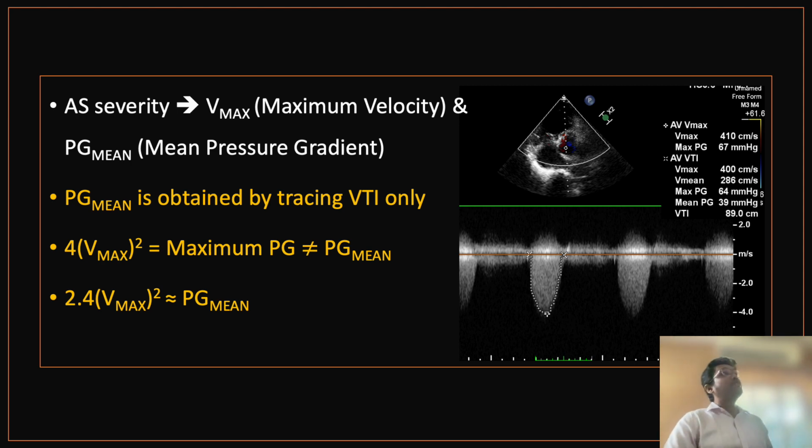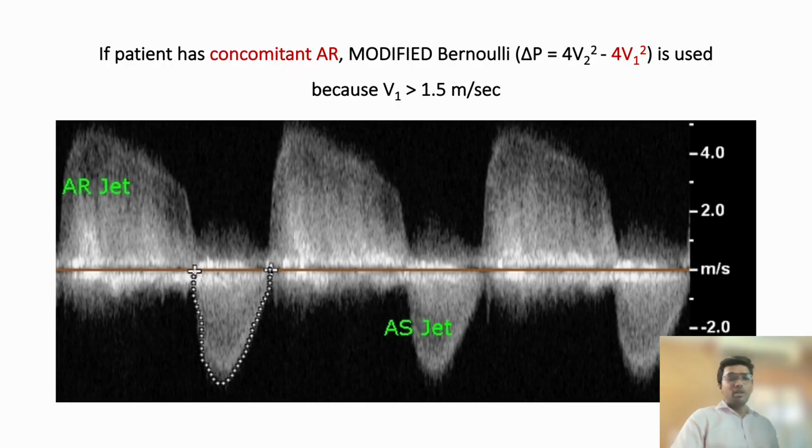In this image we can see the Vmax is 4.1 meters per second, and the max pressure gradient is 67. This 67 is obtained by 4 Vmax square, and the aortic valve VTI has been taken another time. So here you can see the mean pressure gradient, which is 39 millimeters of mercury. Suppose if the Vmax is more than 4 or the mean pressure gradient is more than 40, we can grade it as severe.